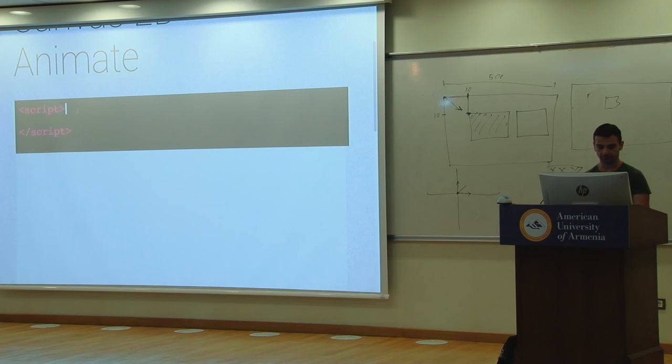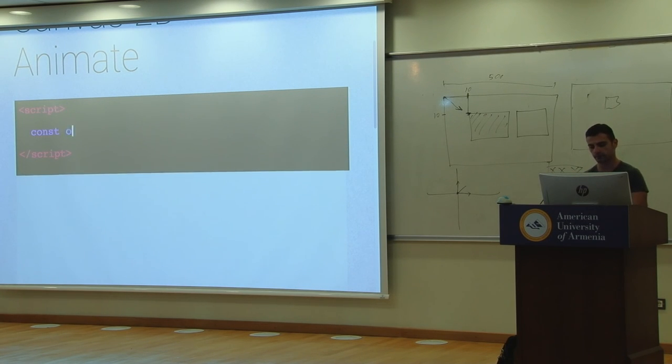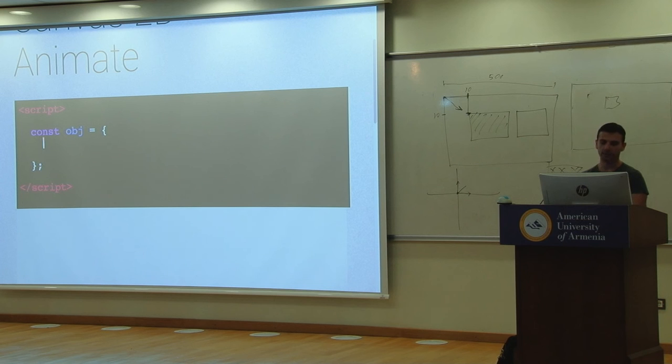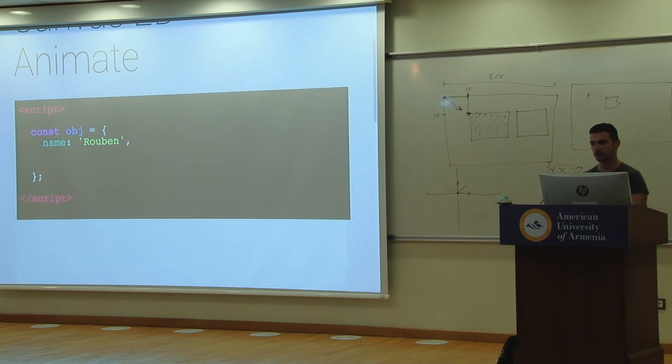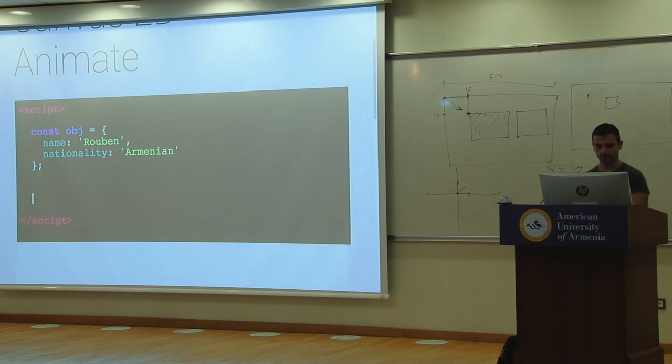Okay, let's create an object. How do I make an object? I want to add some information in it, like my name. I want to add, what else do I want to add? Oh, I know. Nationality. Okay. I want to console.log my name.